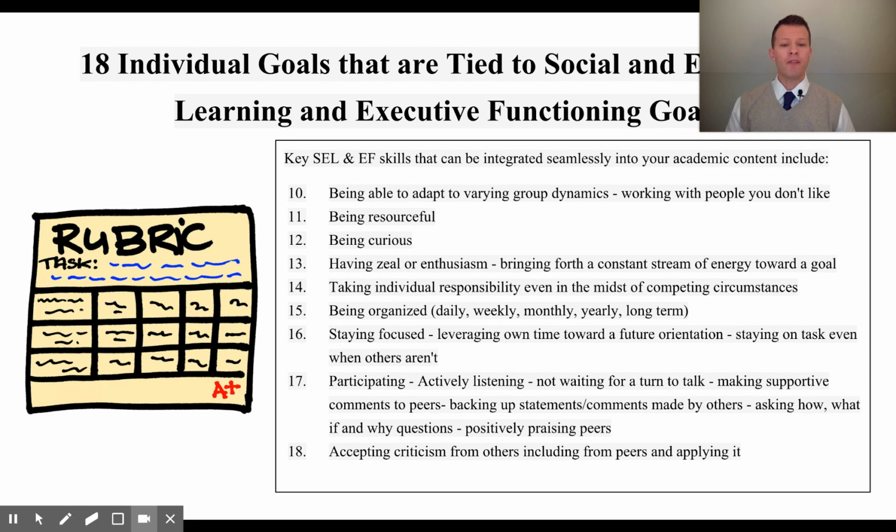Okay, 13, having zeal or enthusiasm, bringing forth a constant stream of energy toward a goal. We've all had the student who walks in and they're so tired. Oh, Mr. Blankety Blank or Miss Blankety Blank, I'm so exhausted today. I just need to lay down. Well, laying down is not okay because this is an active learning classroom. And what we do is we solve problems every single day.